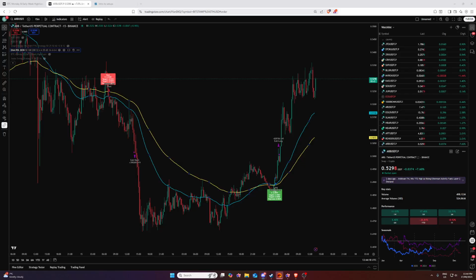Yeah, exactly. So you can set the alerts so that you receive it in your email or as a phone notification. Quite handy.